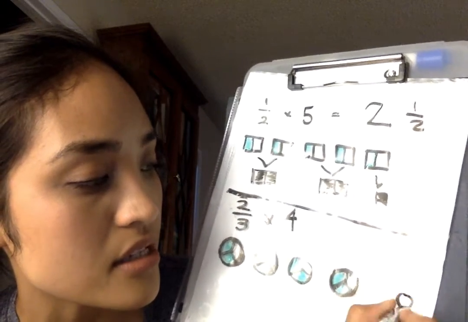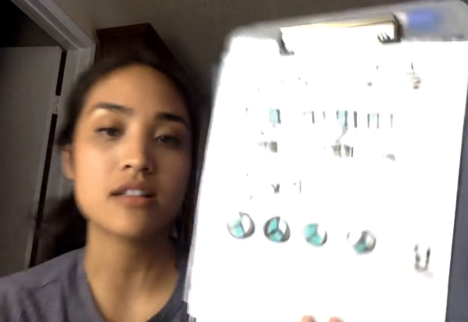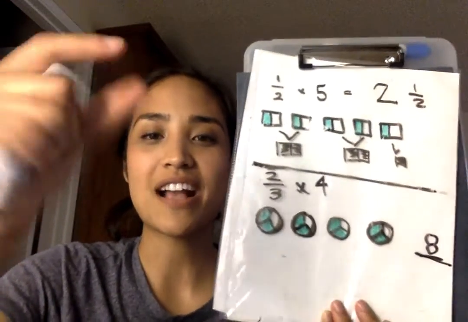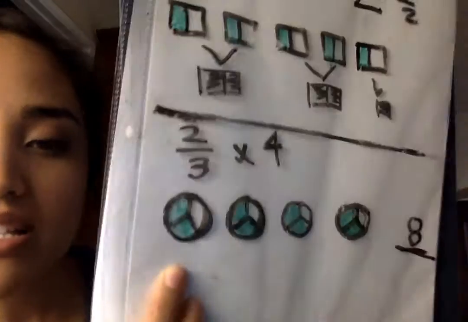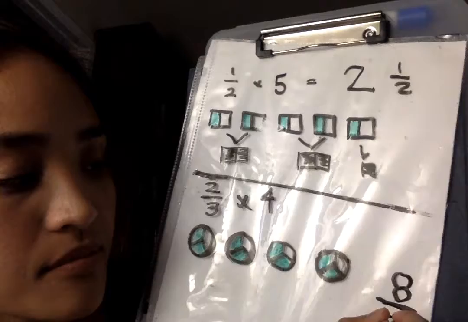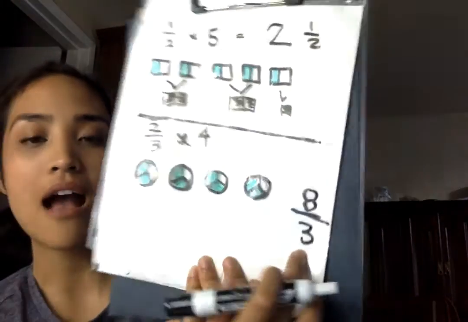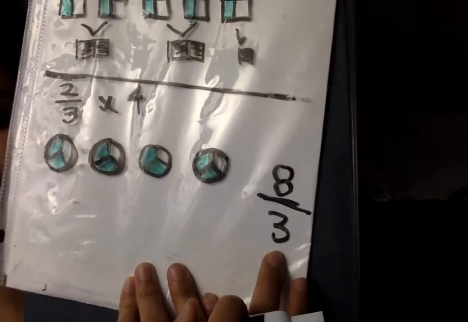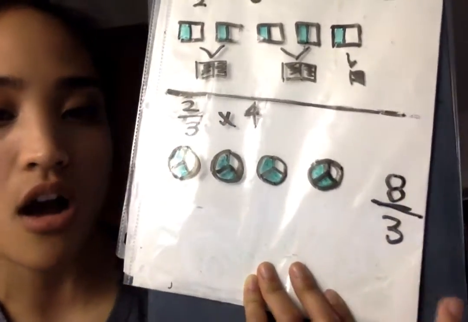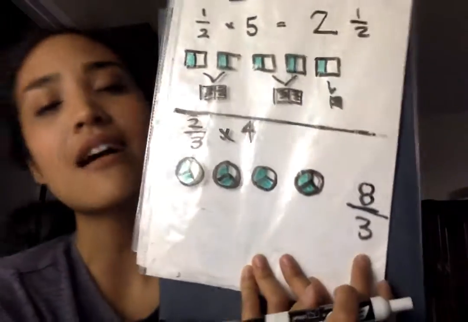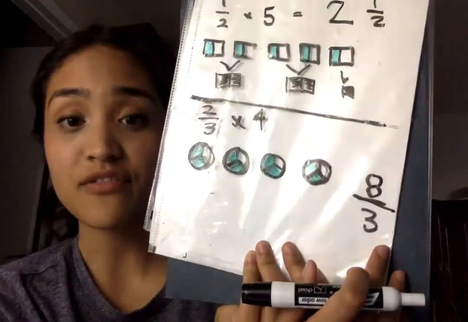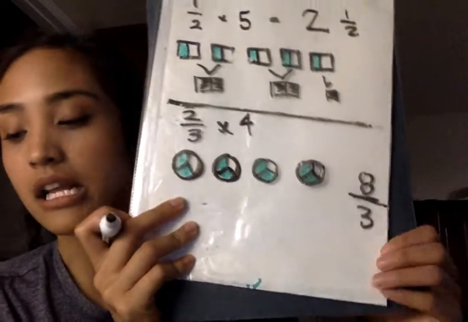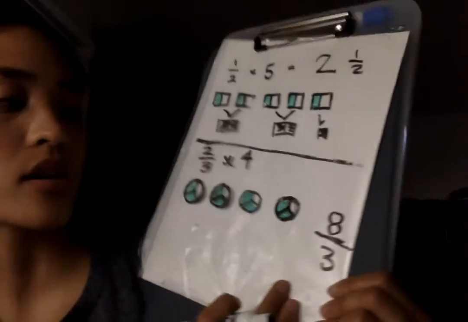Looks like I have 8 shaded-in pieces. Now the denominator tells us, remember, what kind of pieces? Tell me, what kind of pieces do we have? Thirds. We have 8 thirds. Ta-da! Now we have this answer over here in the corner: 8 thirds. This is a top-heavy fraction, because the top is a larger number than the bottom. This is not necessarily incorrect, it's fine just the way it is right now. But in your practice problem, I want you to practice decomposing for this part.